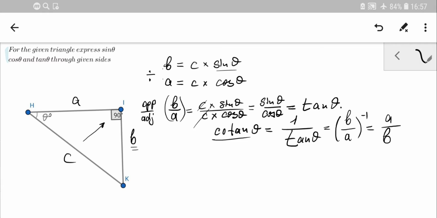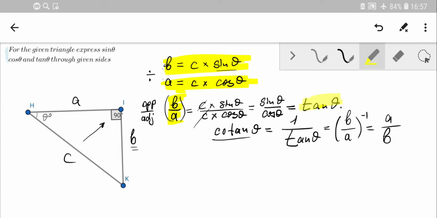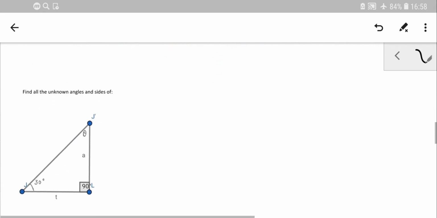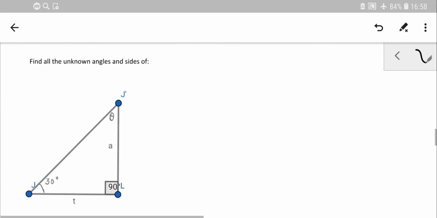Okay, that was the basics. Now we are going next. So B over A stays for tangent. And for cotangent, for an emergency case, in case you are asked to find it, it's A over B, so vice versa. Okay, so next one: find all unknowns, in this case angles and sides.